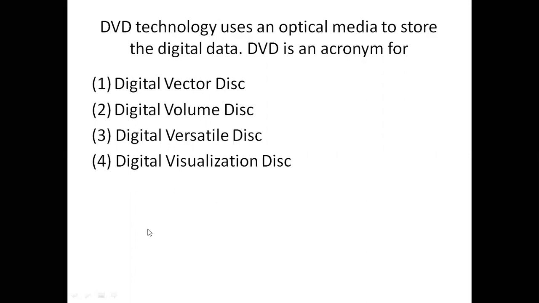So digital is always the same and disk is always the same. Now the question is whether it is vector, volume, versatile or visualization. When you see optical, don't come to the conclusion that it is visualization. It is wrong. Vector, wrong. And it is not even volume. It is digital versatile disk, or it can also be termed digital video disk or digital versatile disk. Both terms are right when it comes to the acronym of DVD.